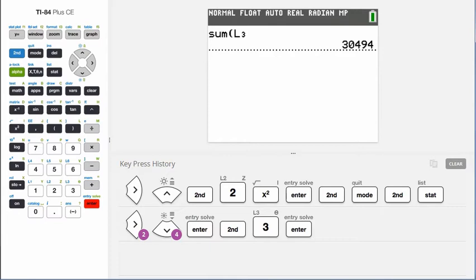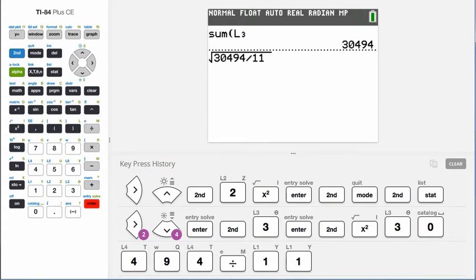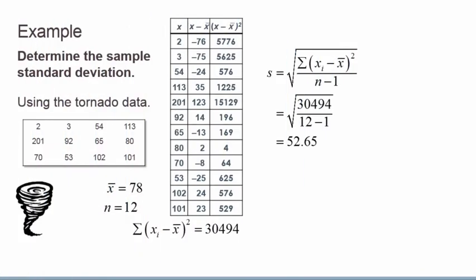To get the square root on our calculator, second, x squared, and type in 30494 divided by, I'm going to use 11, enter, and I get 52.65151297. Rounding to 2 decimal places, I get 52.65 as my standard deviation. That tells me how much our data deviates from our mean of 78.